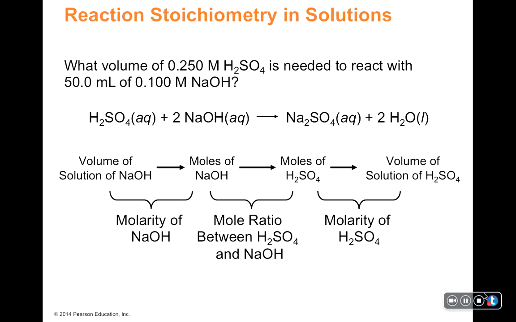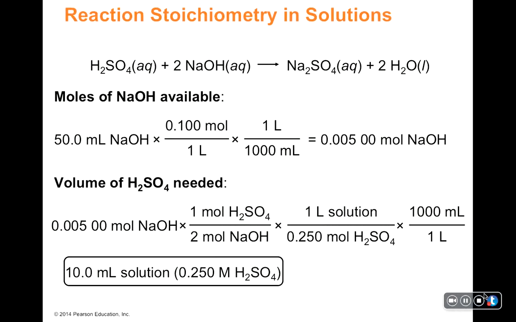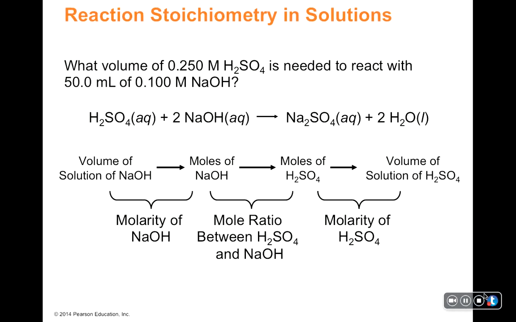So what volume of 0.25 molar sulfuric acid? So we use what we're given as the second conversion that you see there. So that will convert the moles of sulfuric acid into the volume. And again, we need to factor back in to calculate into milliliters. So that's the third conversion factor that you see there. And so we end up with 10 milliliters of that solution.